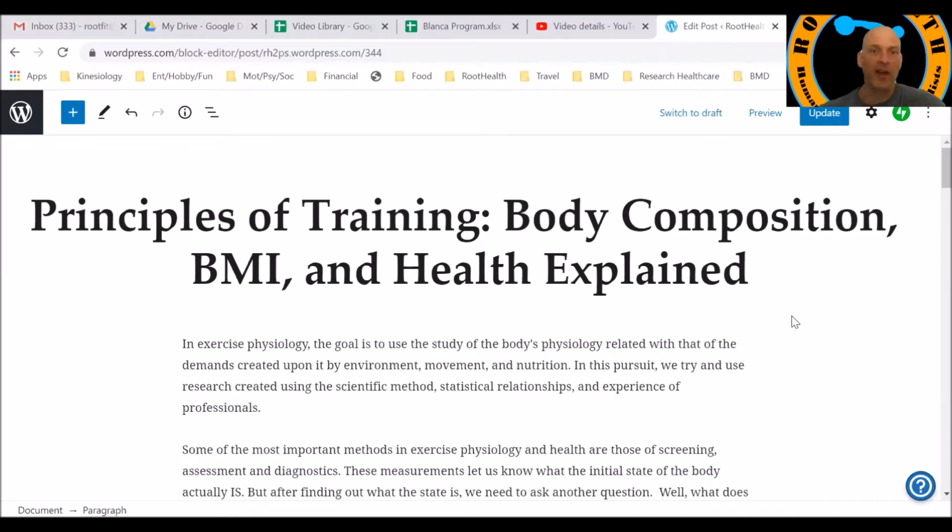In exercise physiology, the goal is to use the study of the body's physiology related to the demands created upon it by environment, movement, and nutrition. In this pursuit, we try to use research created using scientific method, statistical relationships, and the experience of professionals.